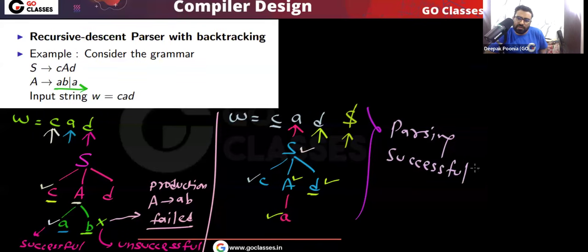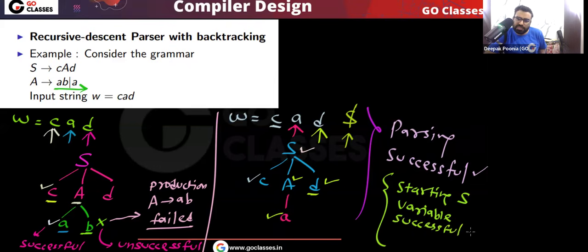Why is parsing successful? The reason is very simple: at the end you can see that the starting variable S is successful, and we are at dollar. That's it.